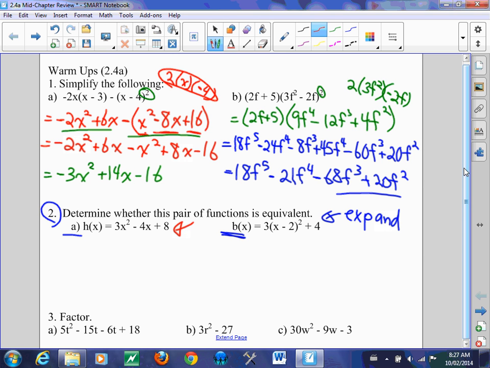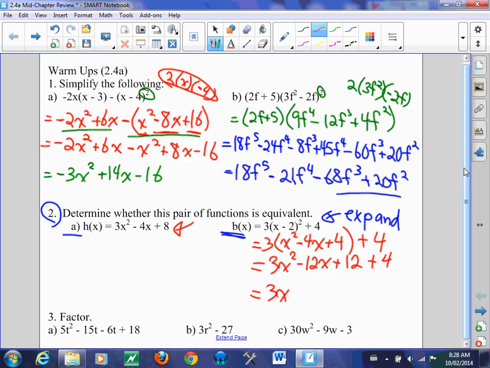square in this case. All right, so I'm going to leave the 3 out front and square the binomial, so it's going to be x squared minus 4x plus 4. Don't forget the plus 4 at the end. Sometimes people miss that. Distributive law gives us 3x squared minus 12x plus 12. Then don't forget plus 4. Collecting like terms, we have 3x squared minus 12x plus 16.